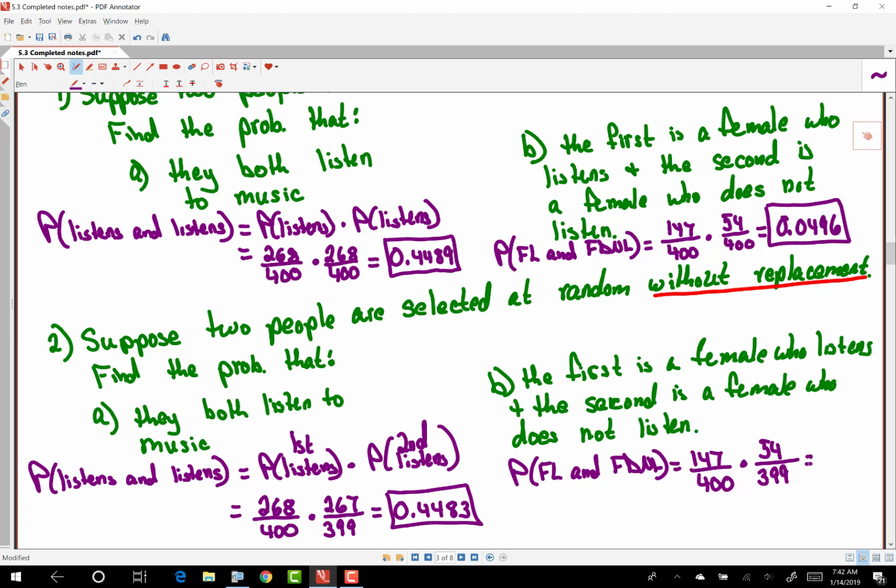And so when you multiply that, 147 divided by 400 times 54 divided by 399, we get 0.0497. Almost the same number, but not quite. You can see it's slightly more likely to happen without replacement.